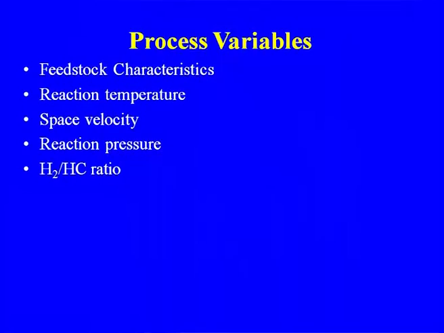Now let us discuss the process variables in case of catalytic reforming, because this is a very important part in any reaction: the operating conditions have to be maintained properly to have the optimum yield. So here are some of the major parameters which affect the reformate yield or the quality of the reformate, the octane number of the reformate. First is the feed characteristic, then reaction temperature, space velocity, reaction pressure, and hydrogen to hydrocarbon ratio.